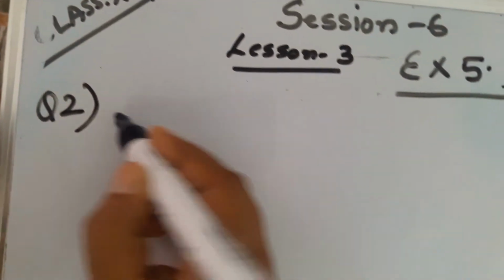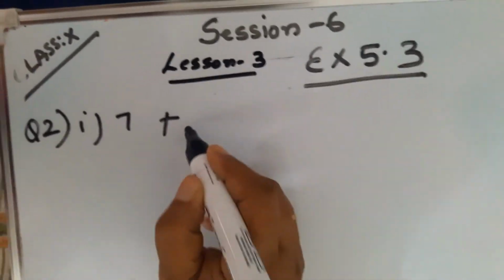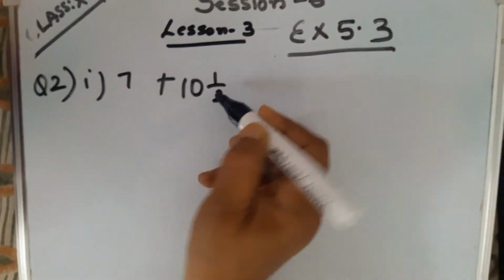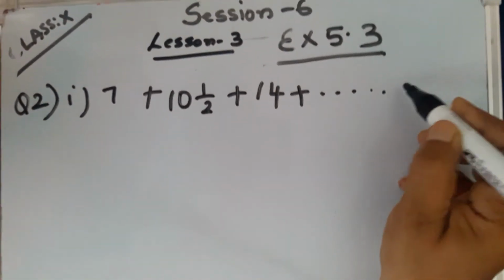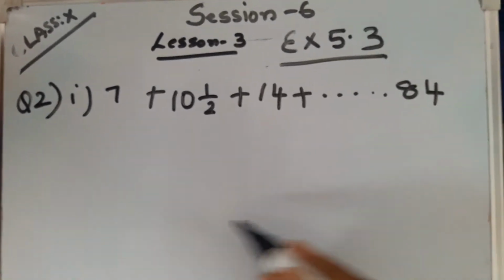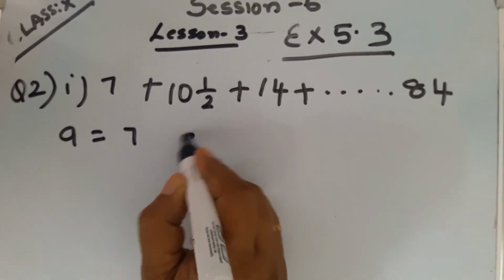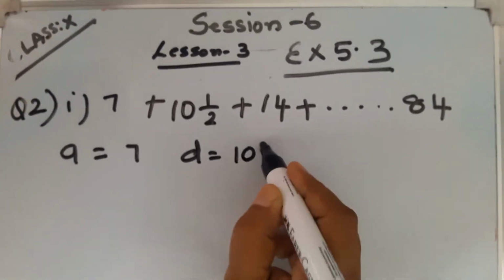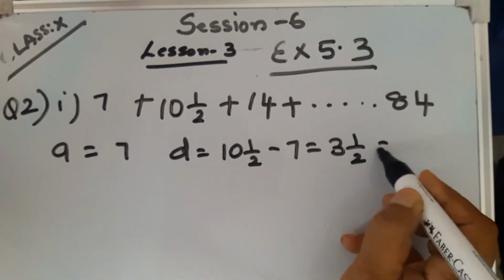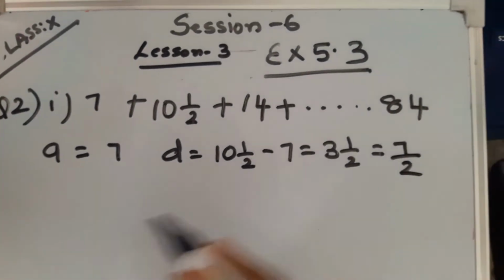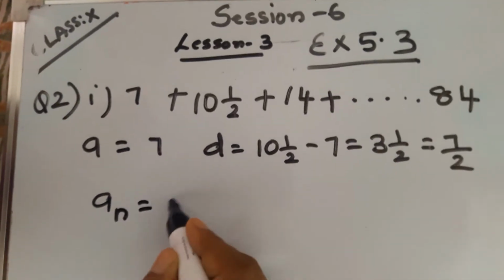Question 2, the first bit, it is given as 7 plus 10 and a half plus 14 plus, like this it goes, and the last term is 84. So what are the things given here? a is given as 7, the first term. Then d is 10 and a half minus 7, that is 3 and a half, and 3 and a half means it is 7 by 2. Okay, and then what is given? The last term, that means an is given as 84.